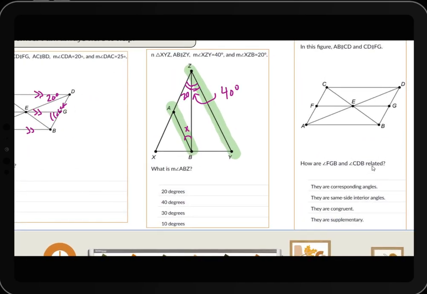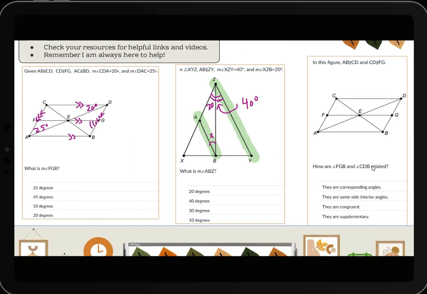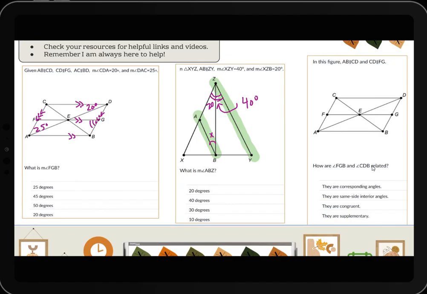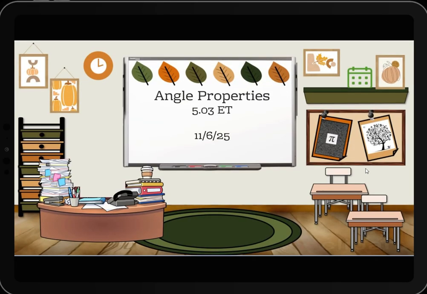And then the last example, you're trying to figure out, based off the problem on the left, what is the actual relationship between FGB and CDB that it referred to. So this angle and that angle. What's the relationship between those two angles? That's going to be lesson 5.03.